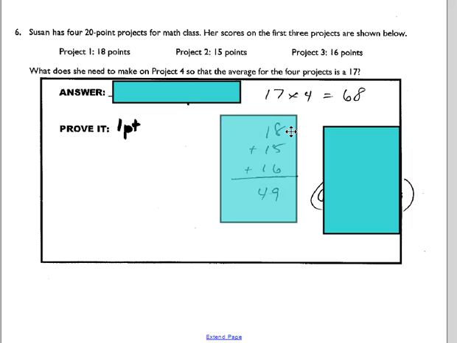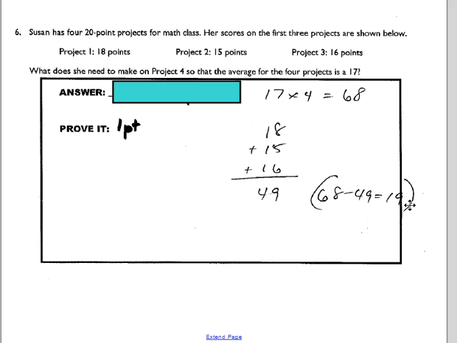Now, if that's where we start, if we add up what she's already got, 18, 15, and 16, that's 49. So that 4th score needs to help us get from 49 to 68. So if we do it that way, we need a 19 still for that to happen. And that would have to be the 4th score. All right, that's one way to approach this problem. But you want a 19 because now your 4 scores will add up to 68, which when divided by 4 will equal what she wants for her goal, okay, for her grade, 17.